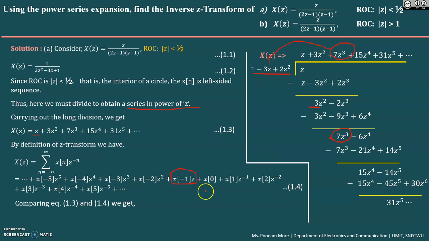Similarly, if we compare the next term, that is the one having the power of z equal to 2, with the term in equation 1.4, we will get the value for x of minus 2, which is 3 in this case. In this way we can obtain the remaining sequence for our x of n. So this is what will be our expected x of n sequence if we compare each coefficient of the respective z powers from equations 1.3 and 1.4.